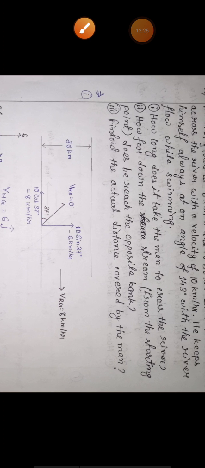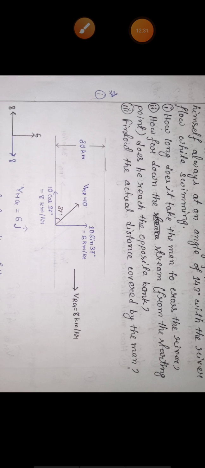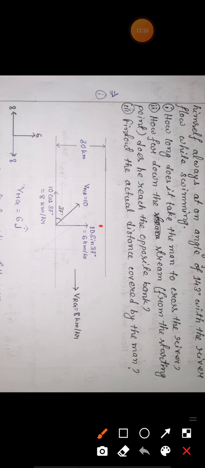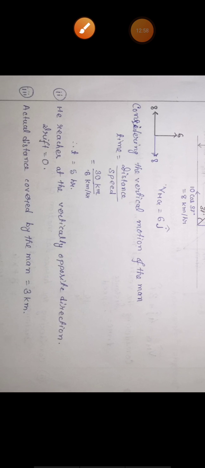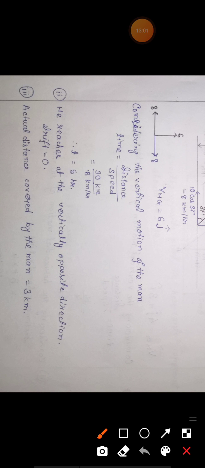The second part of the question is, how far down the stream from the starting point does it reach the opposite bank? So that means you have to find out the drift, how much distance he will cover in the x direction. Drift is 0, because he will directly reach the opposite side of the bank from A to B. His drift is 0 actually, because he reaches at the vertically opposite point.